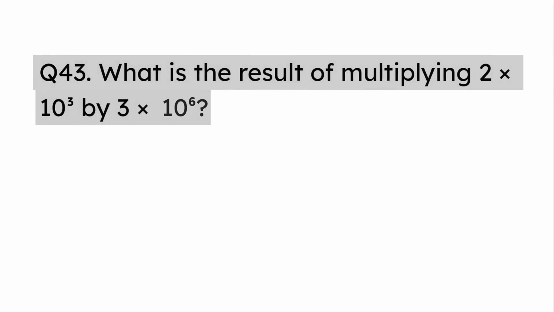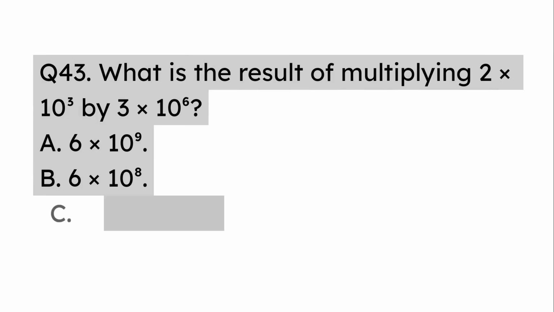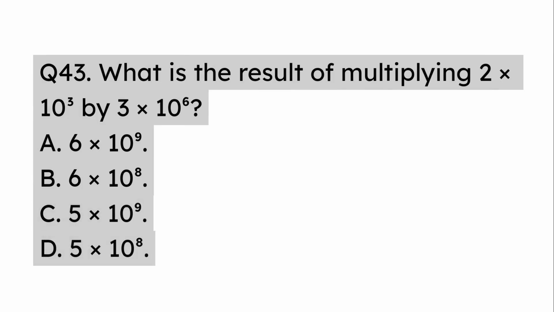Q43. What is the result of multiplying 2 times 10 to the power of 3 by 3 times 10 to the power of 6? A. 6 times 10 to the power of 9. B. 6 times 10 to the power of 8. C. 5 times 10 to the power of 9. D. 5 times 10 to the power of 8.